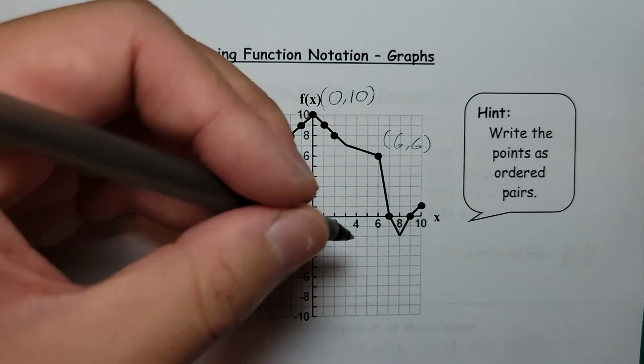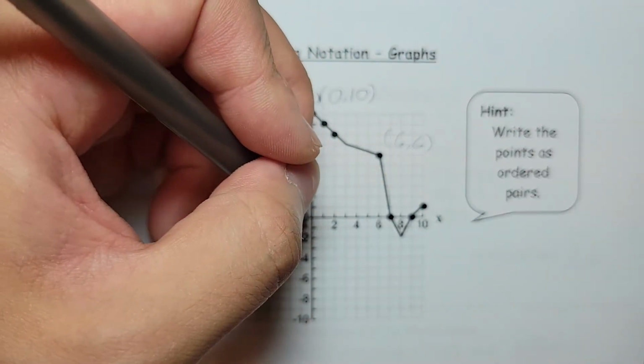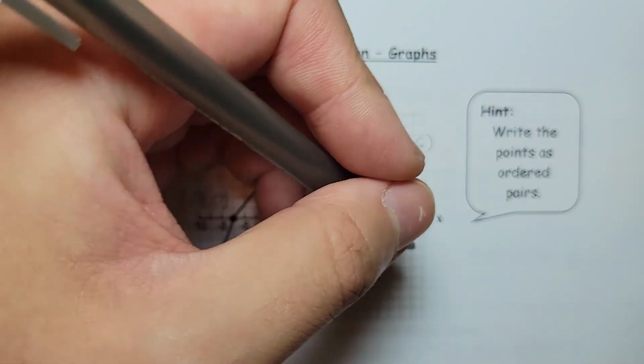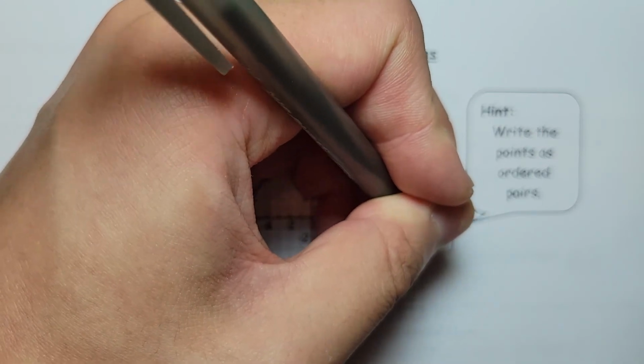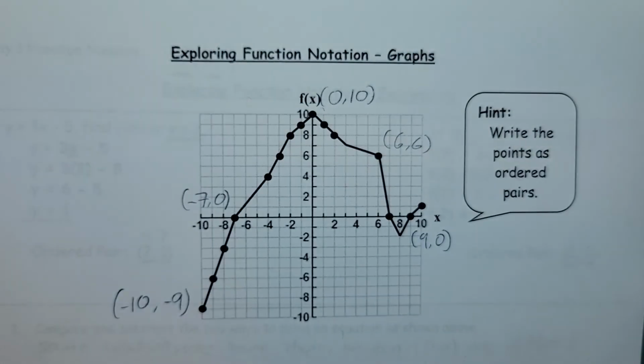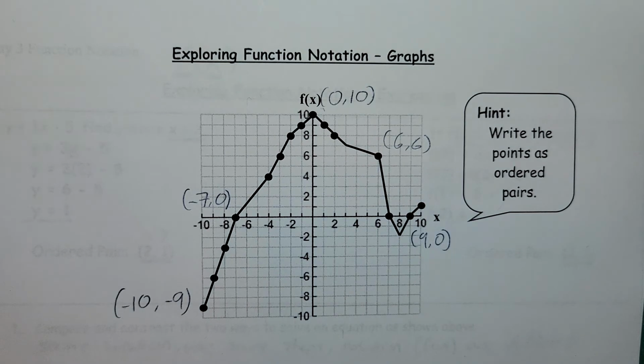And how about this one? How about this one right here? What is this? 9, 0. So those are just some of the points on the graph that can help us find the answers.